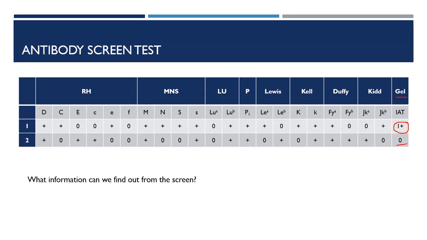It's an IgG class antibody. And now we can look at the pattern of reactivity. The pattern of reactivity here shows us that we have one positive and we have one negative. So things that we need to be concerned about in terms of the pattern of reactivity are: are we dealing with an autoantibody? Are we dealing with an alloantibody?